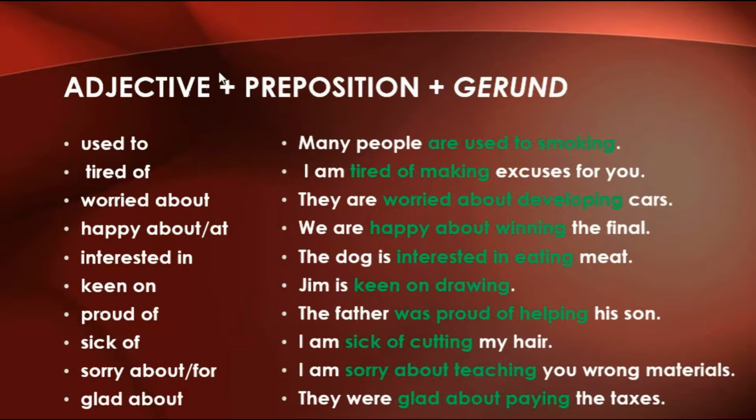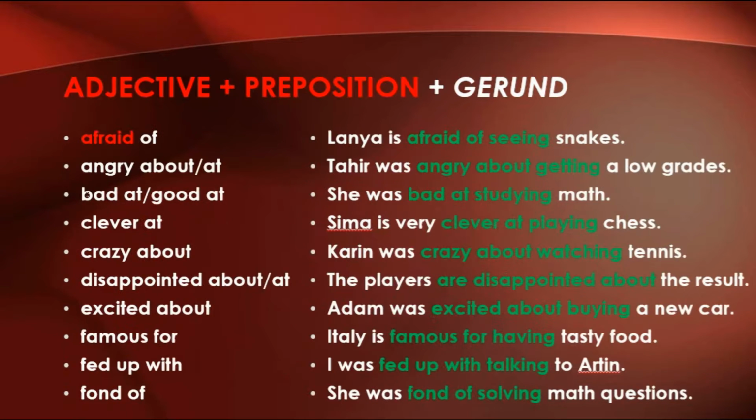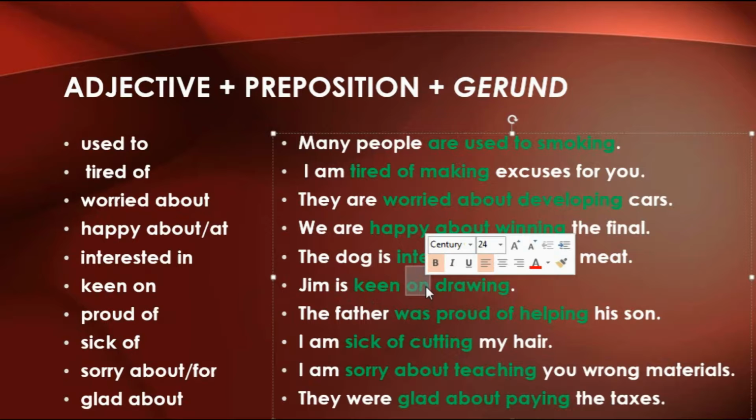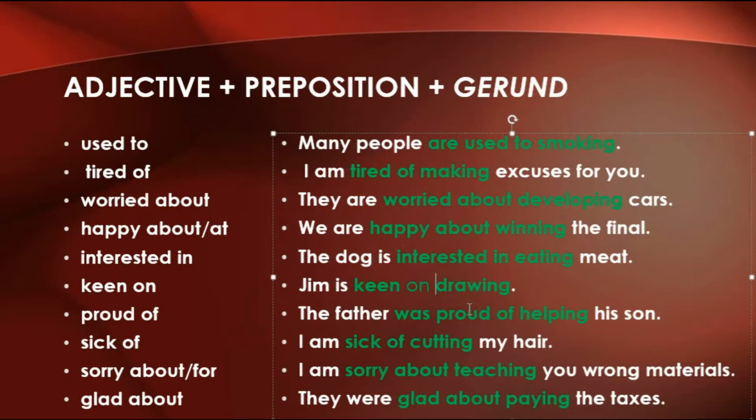The third one is when you have an adjective. Also, it's the same thing actually. I'm just giving you more examples, so these two are the same. I hope you go through this. Let me just go over one of them. Keen on, right? Jim is keen on drawing. He likes it. So keen is my adjective, on is my preposition, and drawing is my gerund.